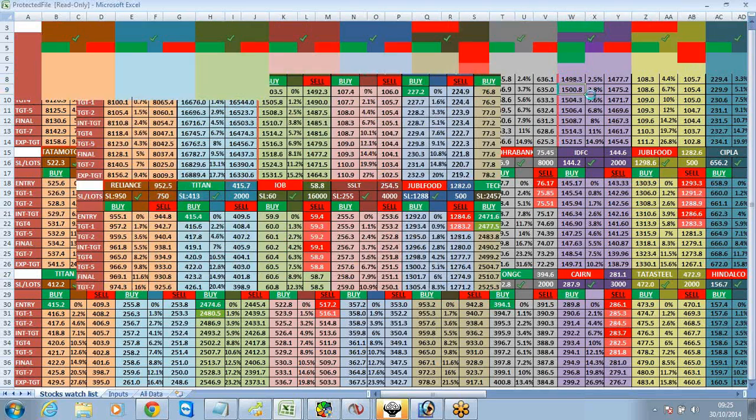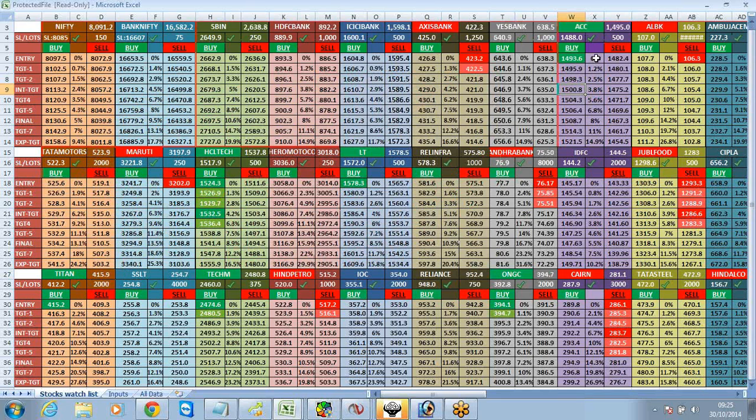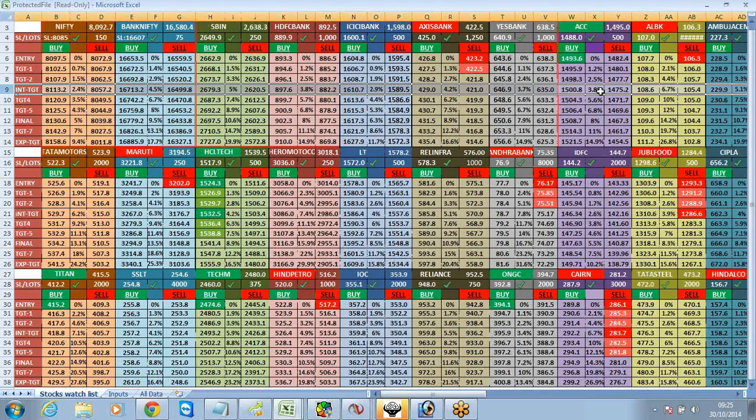The other risk management tool we have here, let's say in case of ACC, is these percentages. If ACC makes the intermediate target, you can see this target will be roughly around 4% profit on your investment. That is calculated as per the NSE SPAN margin. But if you have a broker who gives you very good margins, your profit will be at least 2 or 3 times this, that is 8% or 12%.